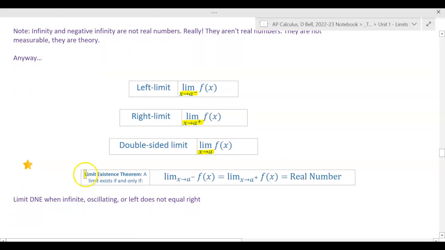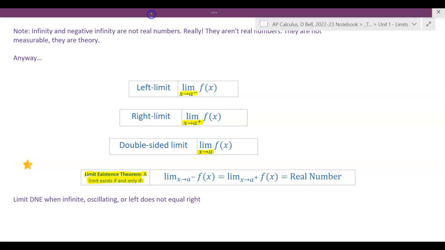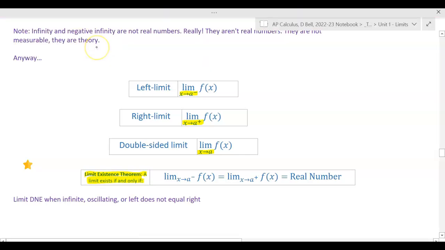So the limit existence theorem says a limit exists if and only if the limit of f of x as x approaches a from the left equals the limit of f of x as x approaches a from the right, and they both equal a real number.